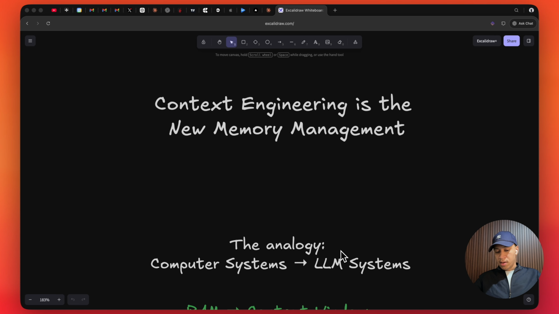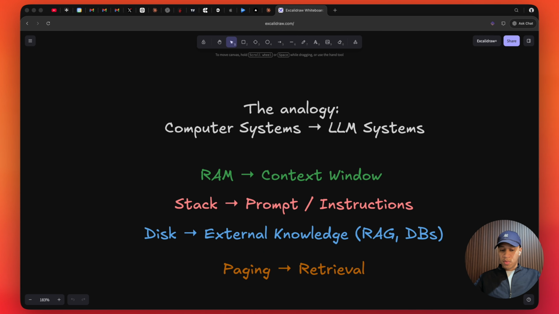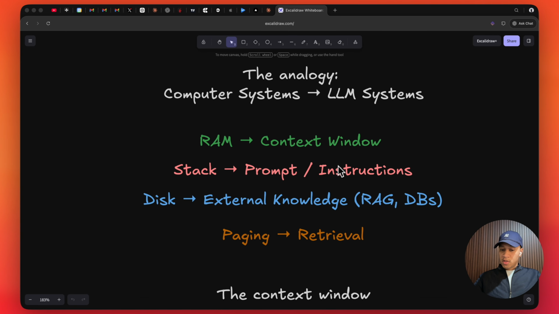If we map LLM systems and how they manage context to computer systems and how they manage memory, the analogy becomes clear. The context window is the RAM, any prompts or instructions are the stack, any external knowledge like RAG, DBs, etc. is the disk, and the retrieval is paging.